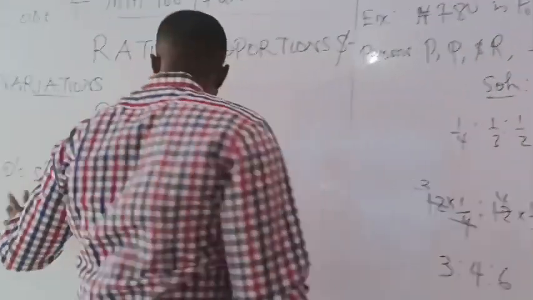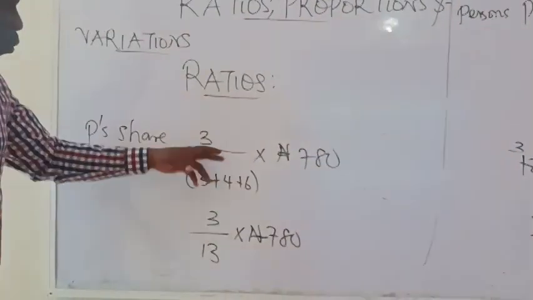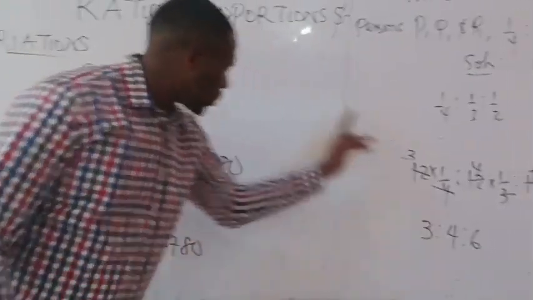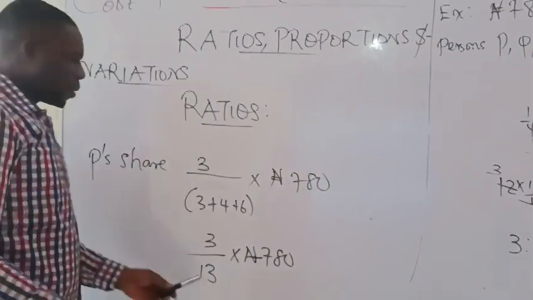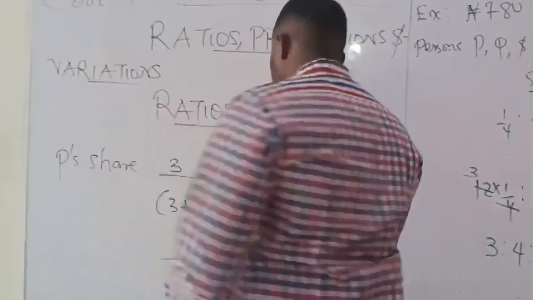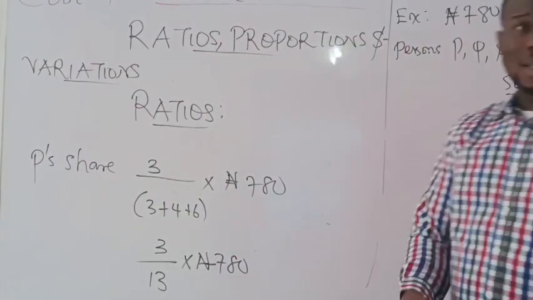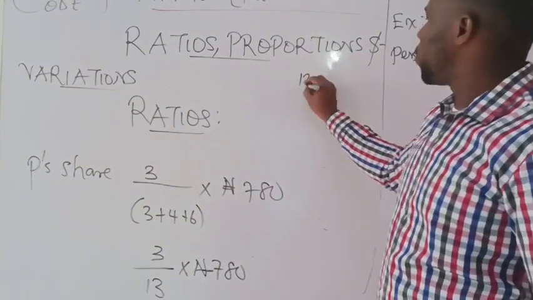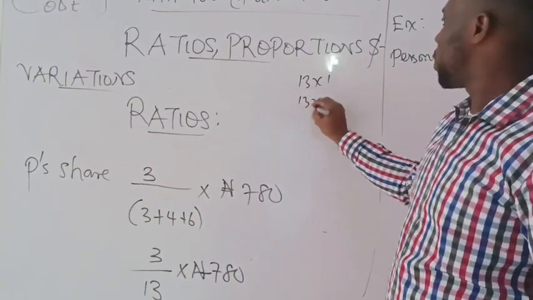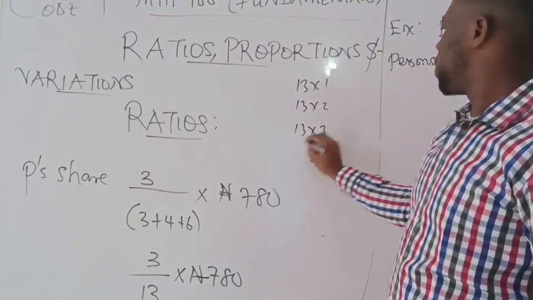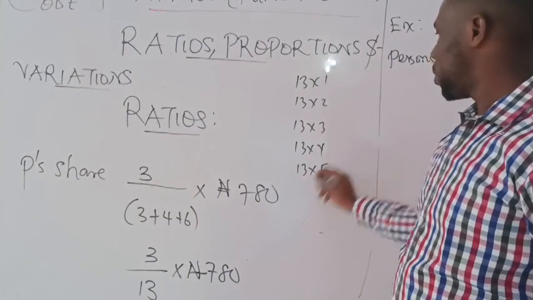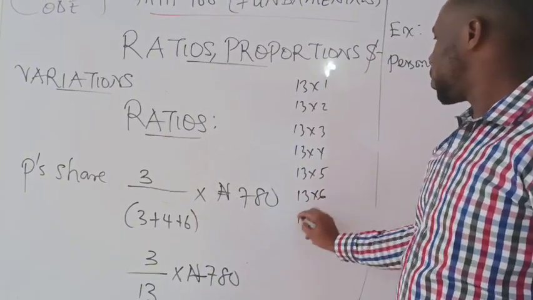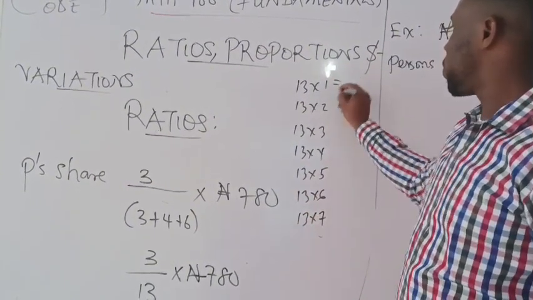Now, the first person's share, which is P's share, would be the first ratio over the sum of the ratios times the total amount to be shared. And I'm interested in knowing how many 13s I will get in 78. So just look for the multiples of 13, and the list could just go on and on.